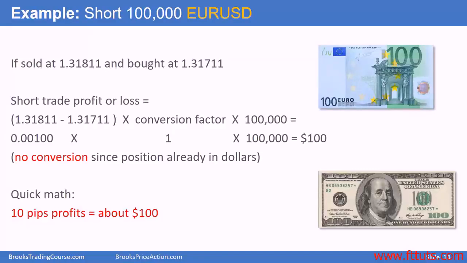So here's an example of 100,000 units of the euro versus the dollar. If you sold at 1.3181 and then you bought back at 1.3171, theoretically you have a 10 pip profit. And on 100,000 units, this is the math that takes you to the $100 profit.